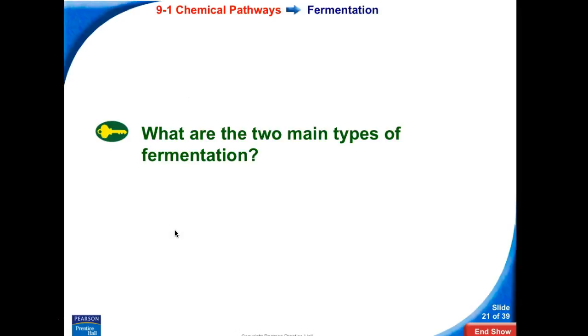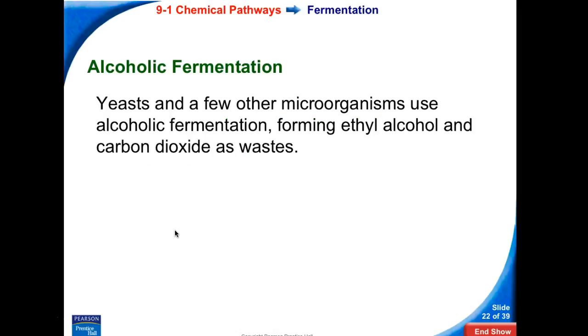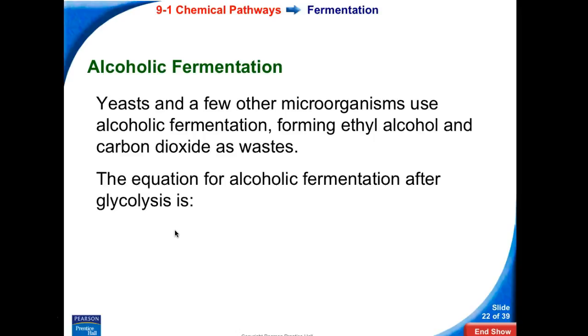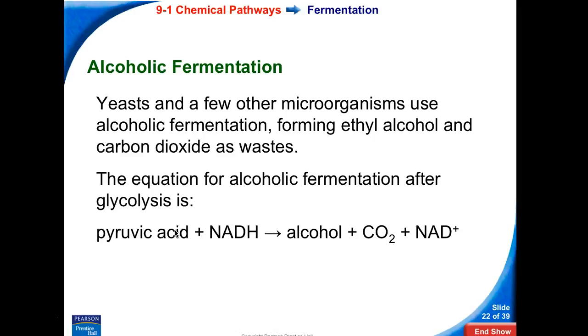There are 2 main types of fermentation. The first type is called alcoholic fermentation. Yeast and a few other microorganisms use alcoholic fermentation to form molecules called ethyl alcohol and carbon dioxide gas as a waste. The equation for alcoholic fermentation after glycolysis is as such: pyruvic acid plus NADH yield alcohol plus carbon dioxide plus NAD+. The alcohol is ethyl alcohol.